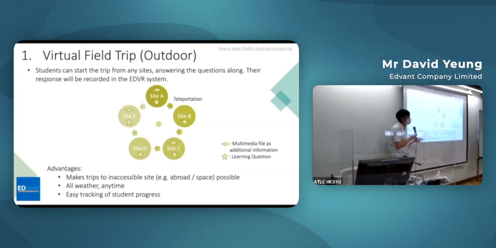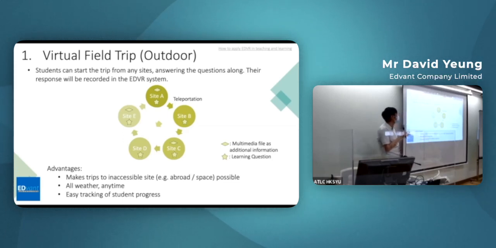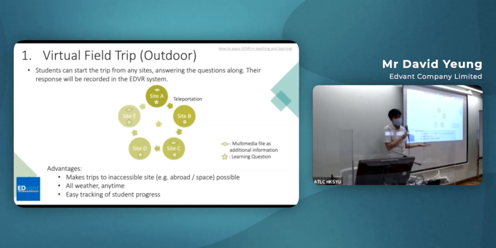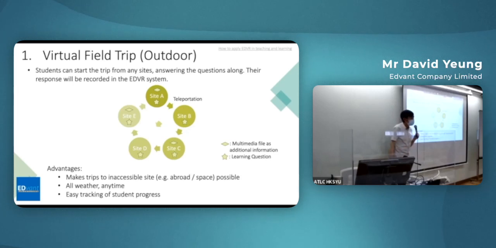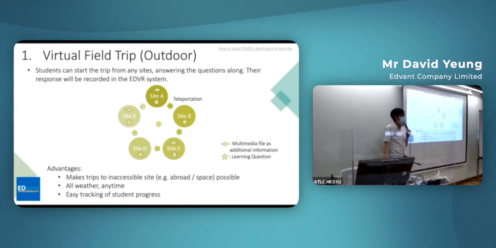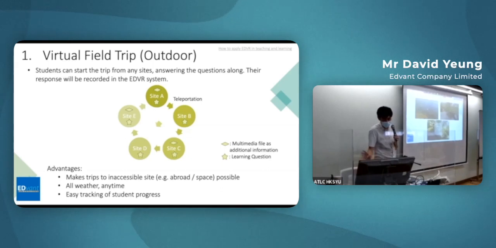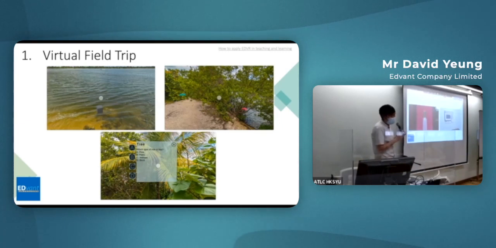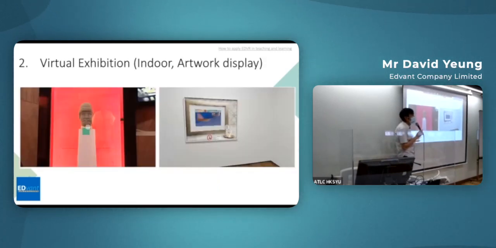And so how do we make one? We just use a 360 camera to take pictures of different spots at the field trip sites. And then we can link them together using teleport points. And at each VR scene, we can add multimedia as additional information or add some questions to assist learning. Since all the responses and their paths are tracked by the system automatically, we can also see how the students perform or whether they have finished the task. This will be an example of a pond-side field trip we will show later.